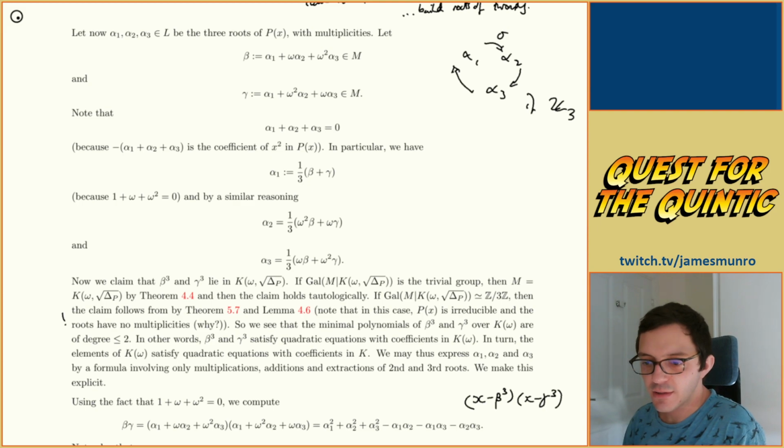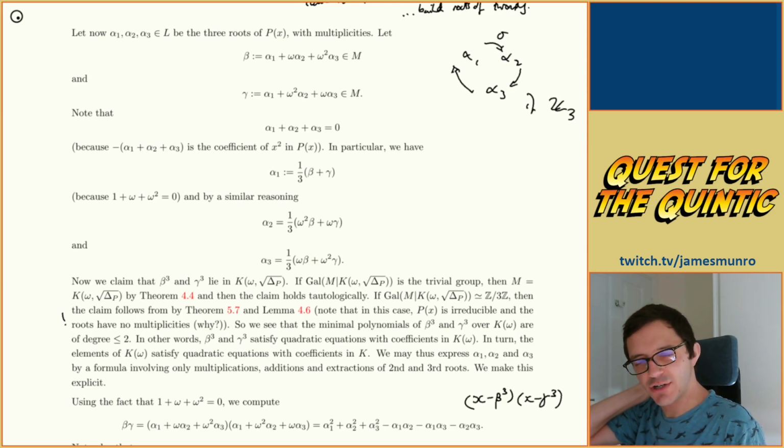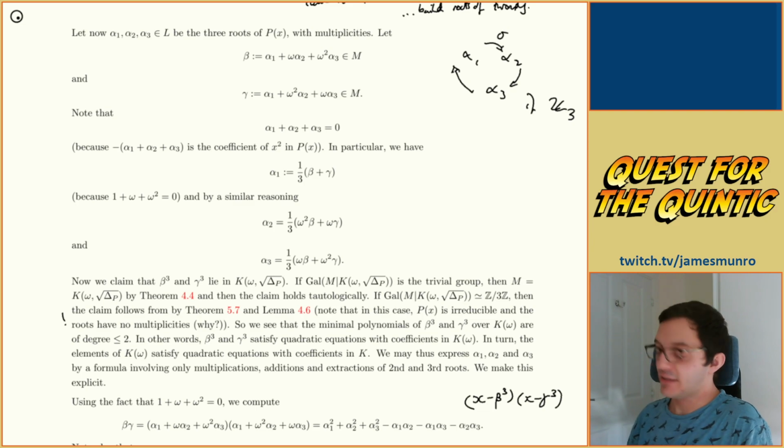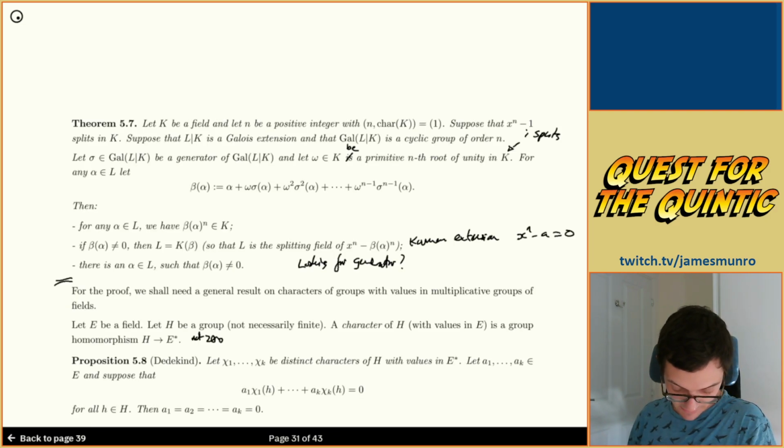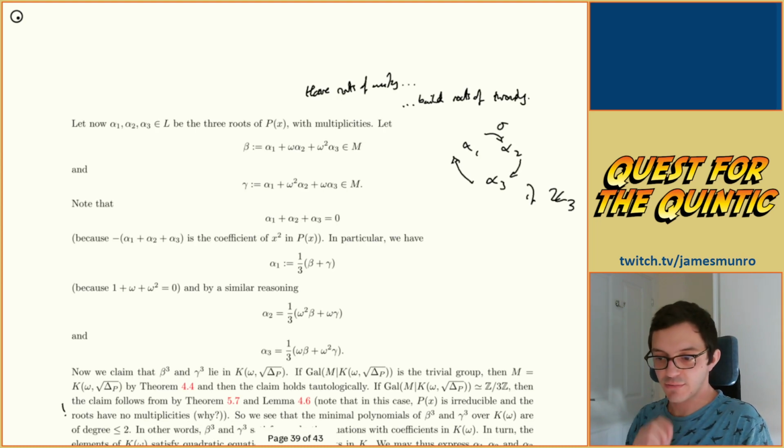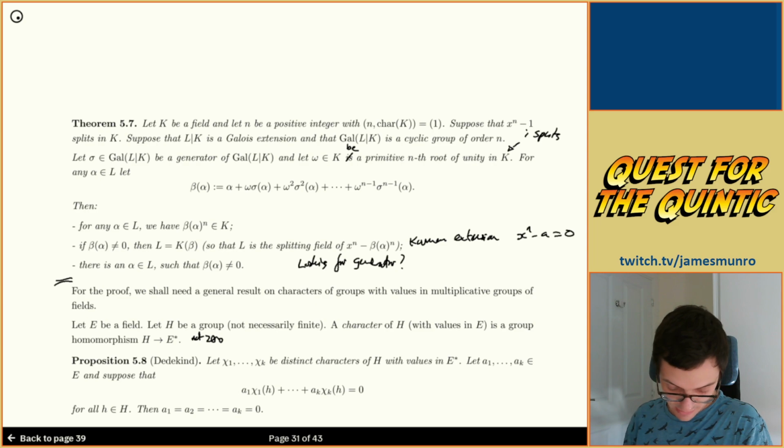If this, then the claim follows from 5.7 and 4.6. I can't remember what those were. Oh, that's the construction with characters of finding the things. Yes, this. There is a number. Was there a claim in 5.7 to say that it had to be irreducible or something? No. There's no polynomial in there.